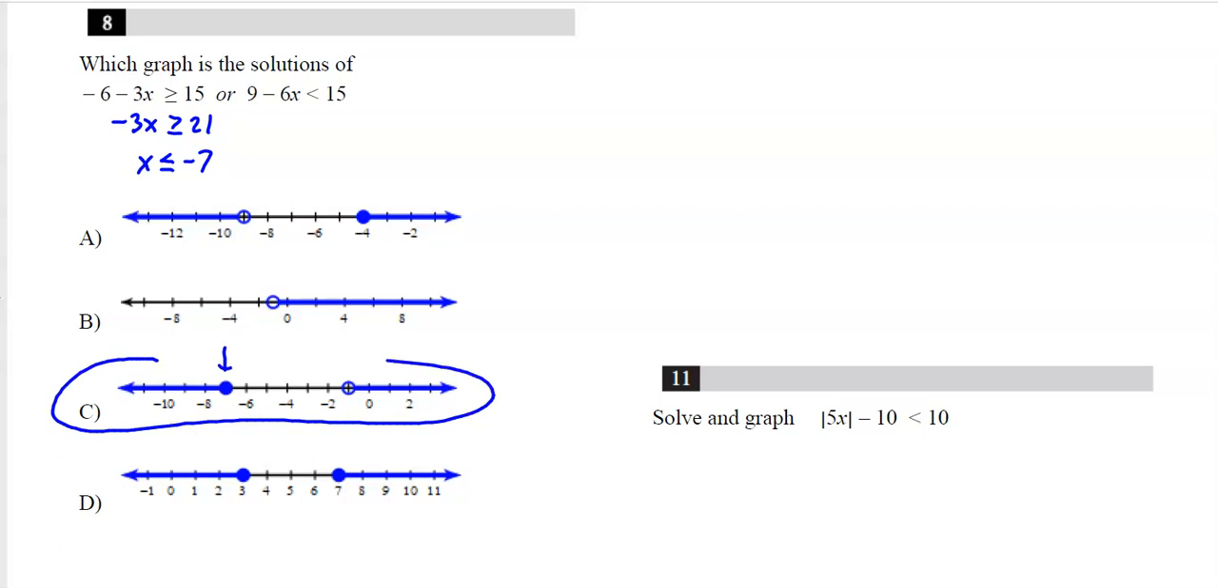So I could pretty much be done. I'll do the other side just to do it. Subtract 9 from both sides. Divide by a -6. So we got to be greater than 1, which is that one. Correct answer there was C.